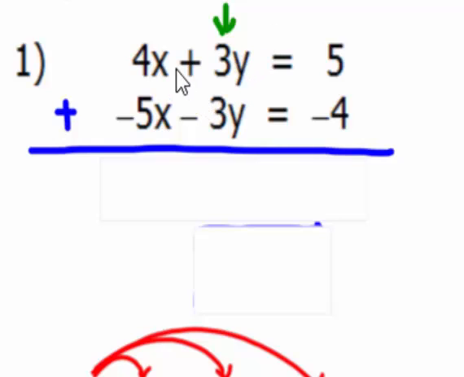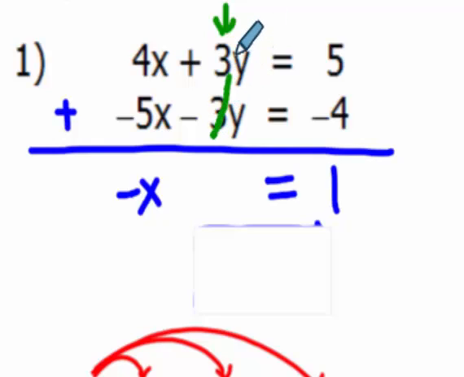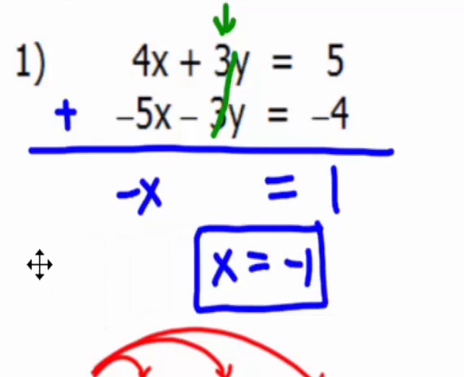So go ahead and do it. We're going to say 4x minus 5x is negative x. 3y minus 3y is 0. Great news. And so then 5 minus 4 is 1. So what we've done is we've eliminated the y, and that's why it's called the elimination method. So now we just need to finish this one. Negative x is 1. Remember the trick, just switch all the signs. If negative x is positive 1, then positive x is negative 1. So now we know what x is.